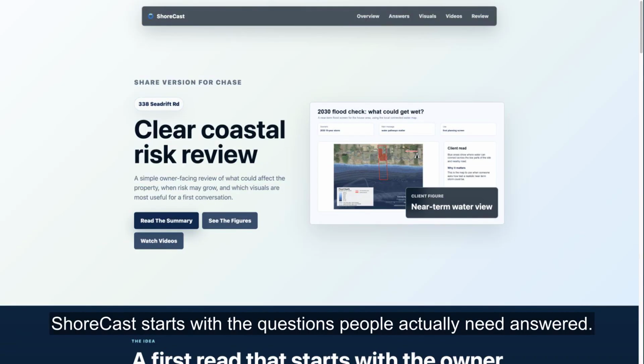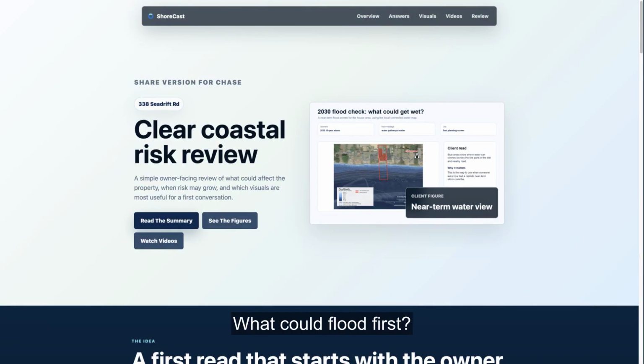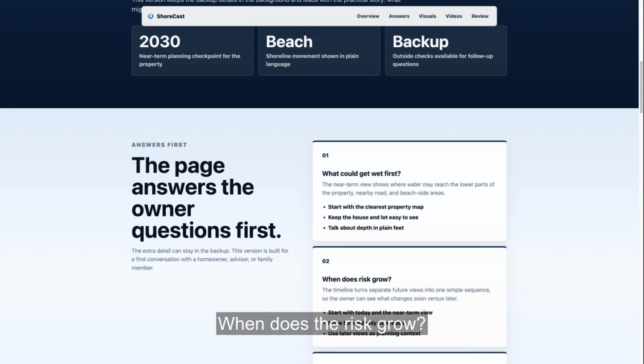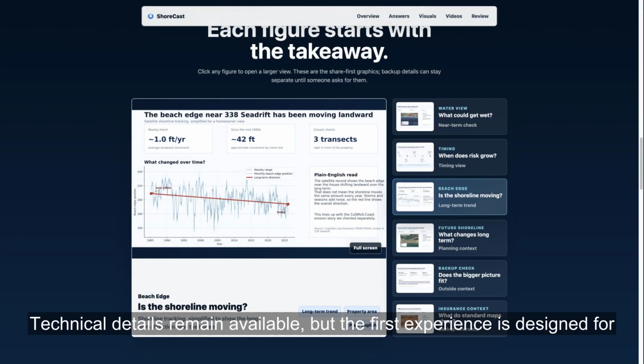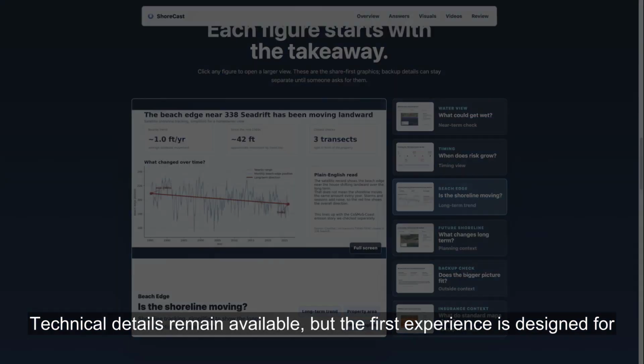ShoreCast starts with the questions people actually need answered. What could flood first? When does the risk grow? Is the shoreline changing? And what evidence supports the conclusion? Technical details remain available, but the first experience is designed for a homeowner, planner, or advisor, not only for another modeler.